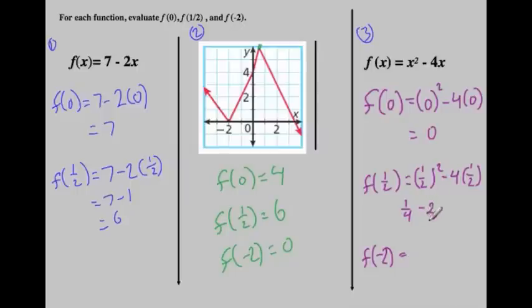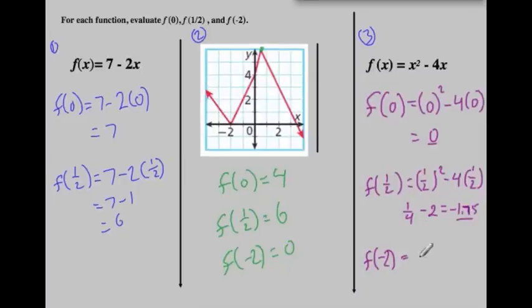Now I could make this an improper fraction. I could set it up as 1/4 minus 8 over 4. Now we get negative 7/4. Or I could realize that 1/4 is a nice fraction. It comes out to 0.25. And 0.25 minus 2 is negative 1.75. So f of 1/2 equals negative 1.75.